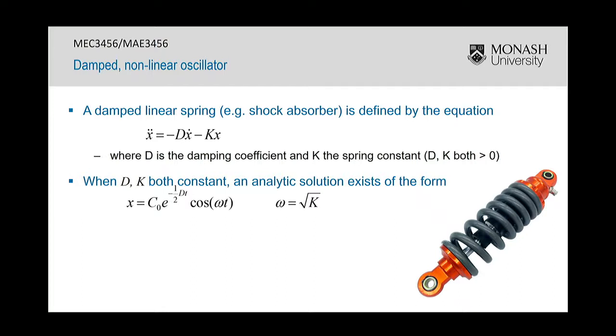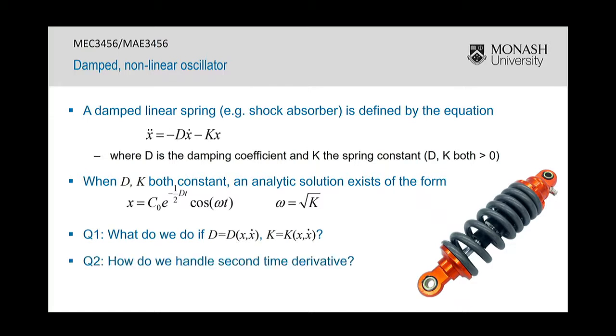spring constant. However, what do we do if both the damping coefficient and the spring coefficient are actually functions of both x and x dot? There is no analytic solution. How do we handle the second time derivative, this x double dot here? That's the thing that we're going to be looking at here.